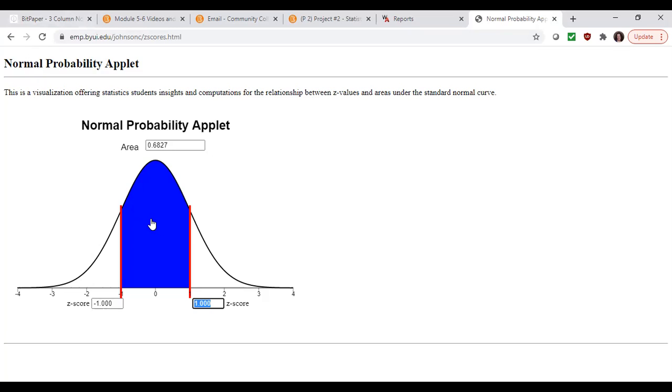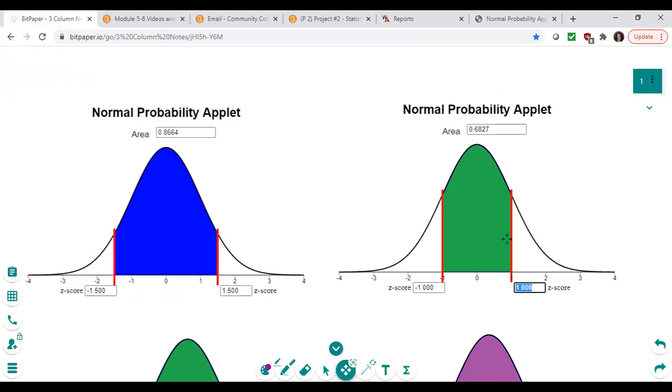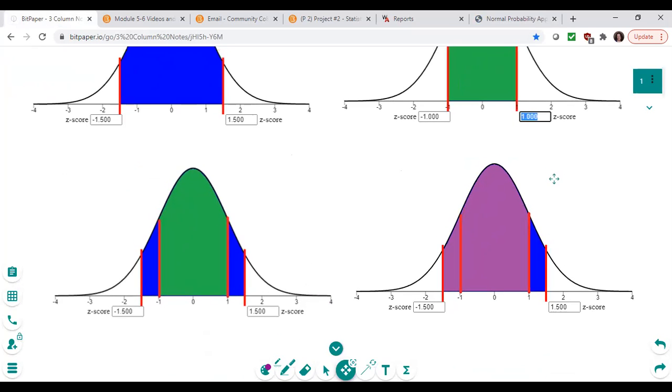But I'm going to take this diagram, and change colors on my work screen so that I can tell the difference between the two. The area between -1.5 and positive 1.5 is about 86%. The area between -1 and +1 is about 68%. Down here, I've put the two images together. Notice that with the bigger z-score, the blue diagram with the 1.5 is a little bigger than this one.